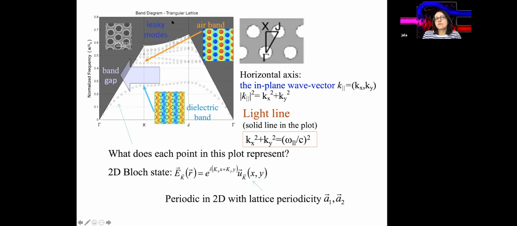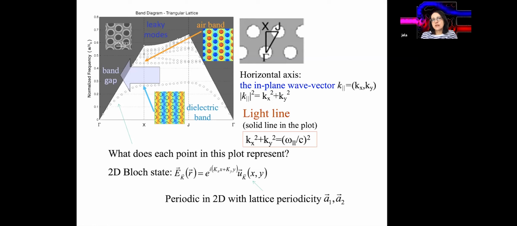And this is why we refer to this region as leaky modes, because if you have some discrete modes, and you do have discrete modes that are continuations of these modes below the light line, above the light line, they would be able to couple to free space modes and they would leak. So they would be lossy.